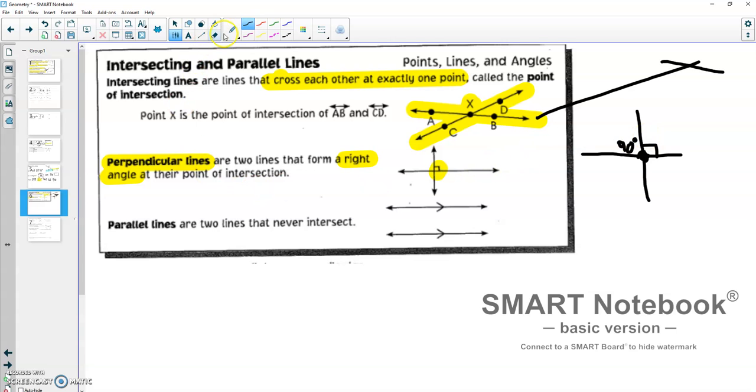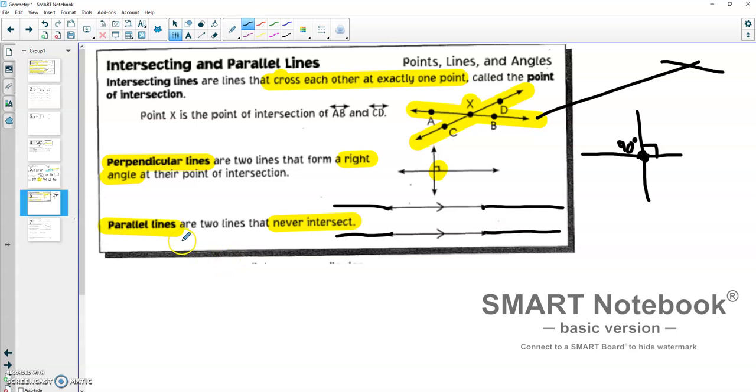Okay? The next set of lines is called parallel lines, two lines that never intersect. Never intersect. So that means they could go on forever, and they'll never touch. Remember, the arrows mean it keeps on going forever. Now I know I drew my lines badly, but if they were to go on forever, they would never touch.